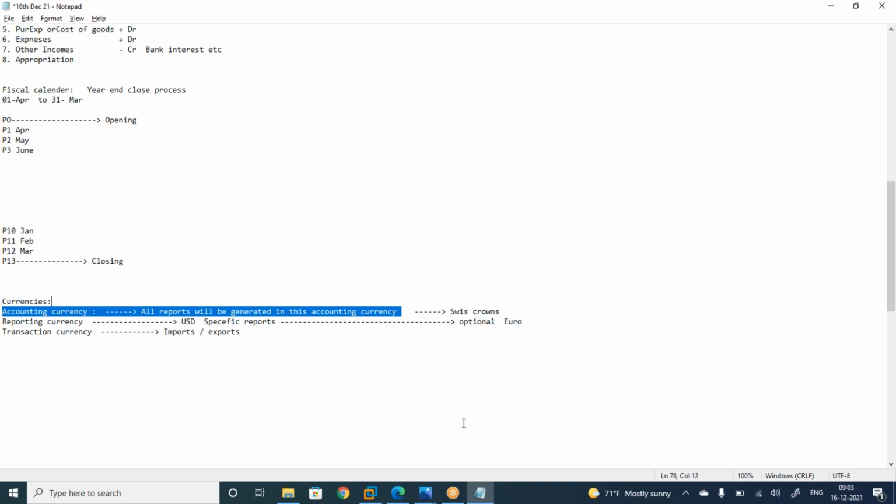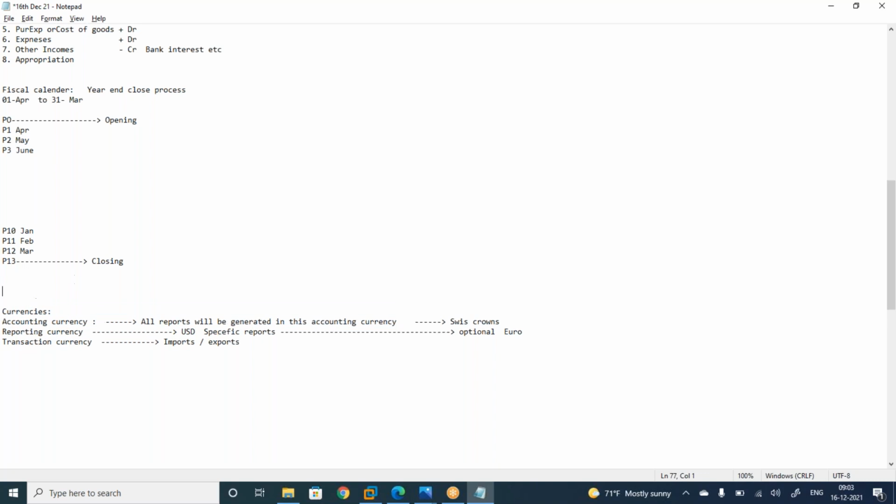Excuse me, sir. Yes, please. If a company has its operation in more than one country, like India, they submit their taxes in Indian currency, suppose the accounting currency. In other countries, how do they report?